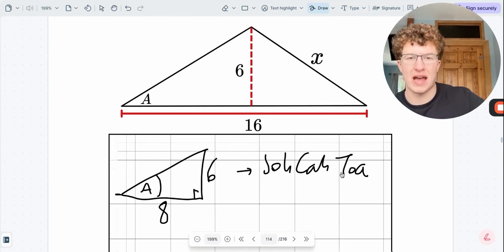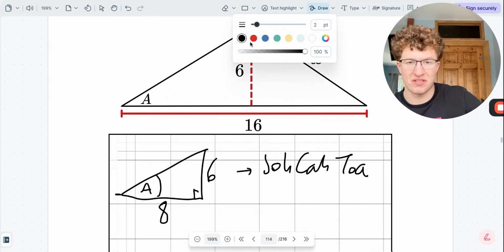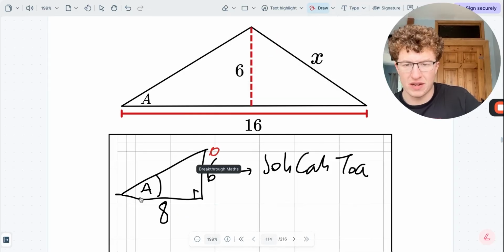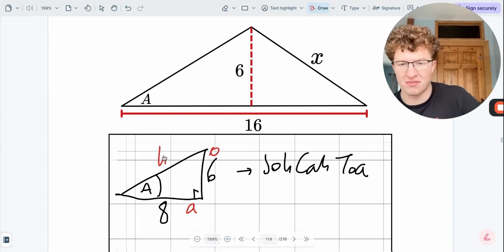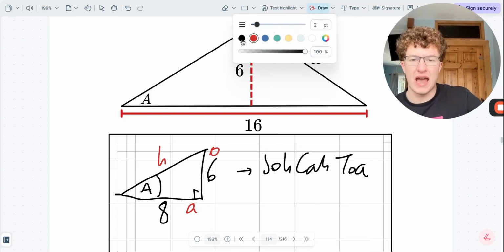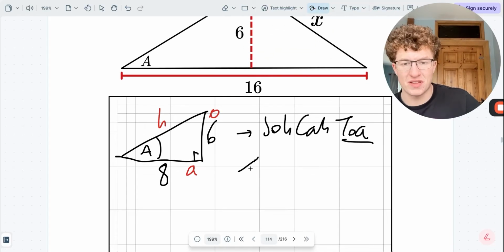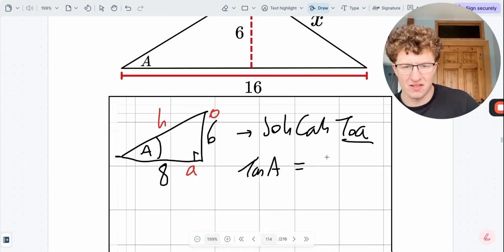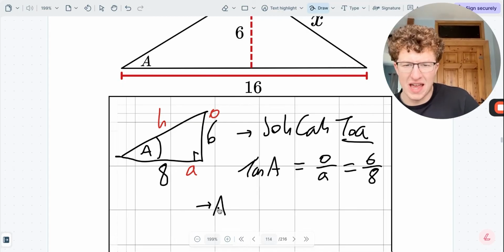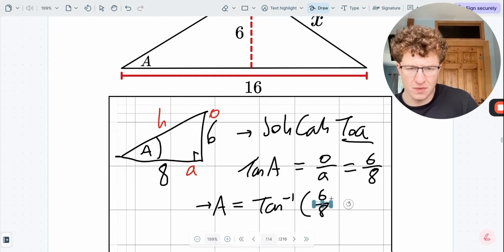Now, what sides do we have? Label the triangle. As always, label the triangle. Opposite over here, adjacent down here, hypotenuse over here. So we have the opposite and adjacent. So we're going to be using tan. So the tan of A is O over A. That means that we can fill in that as 6 over 8. That means that A is equal to the inverse tan of 6 over 8.